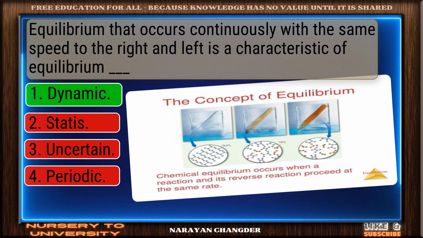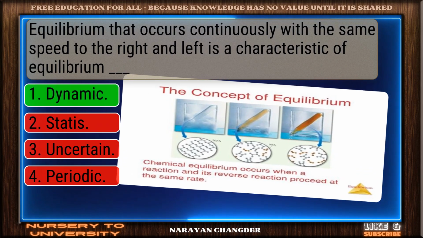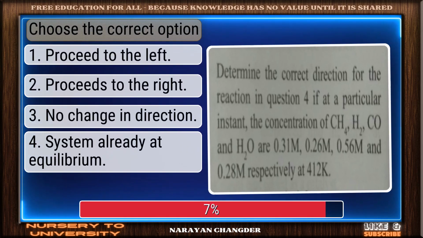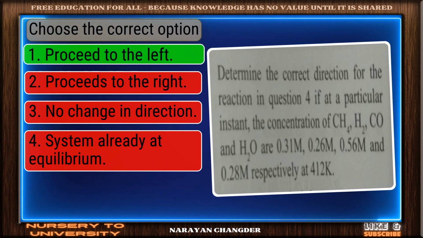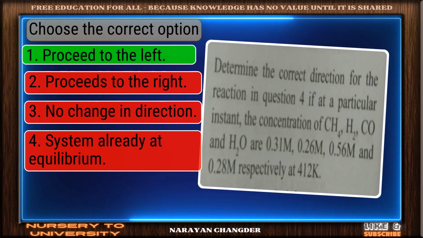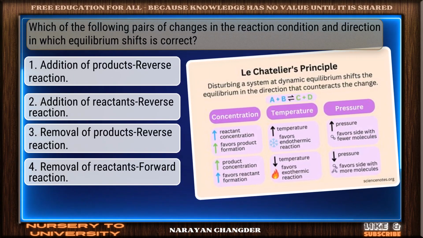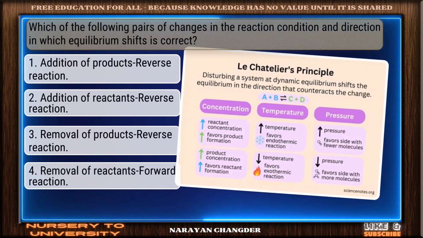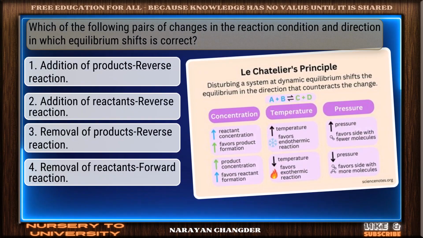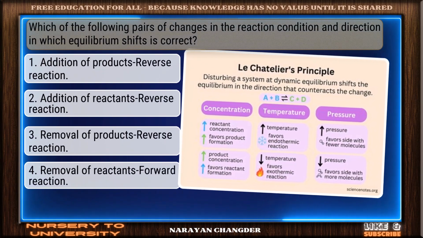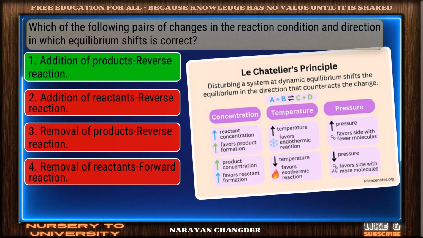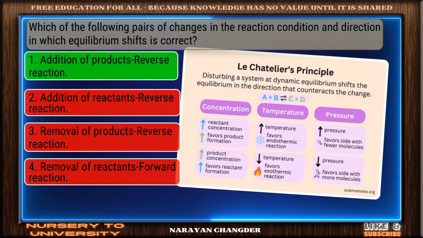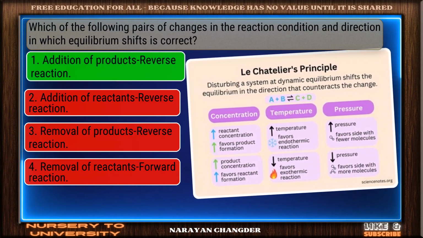You chose dynamic, and it is correct. Choose the correct option. Nicely done. Proceed to the left is a solid answer. Which of the following pairs of changes in the reaction condition and direction in which equilibrium shifts is correct? Solid response. Addition of products, reverse reaction is a valid choice.